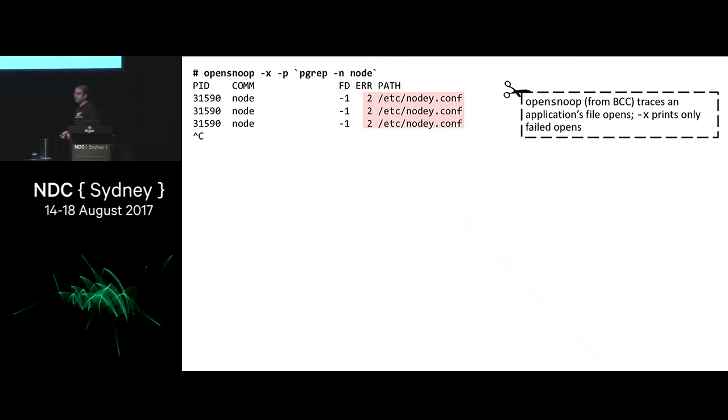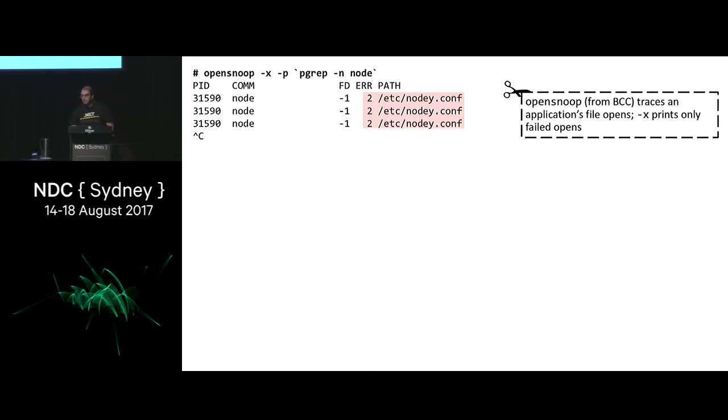So it looks like this file just doesn't exist. But I mean, it could be something else. Maybe the file is already open. Maybe I don't have permissions to read it, or it's some other thing like that. So OpenSnoop can filter out your file opens for you and print out failures.